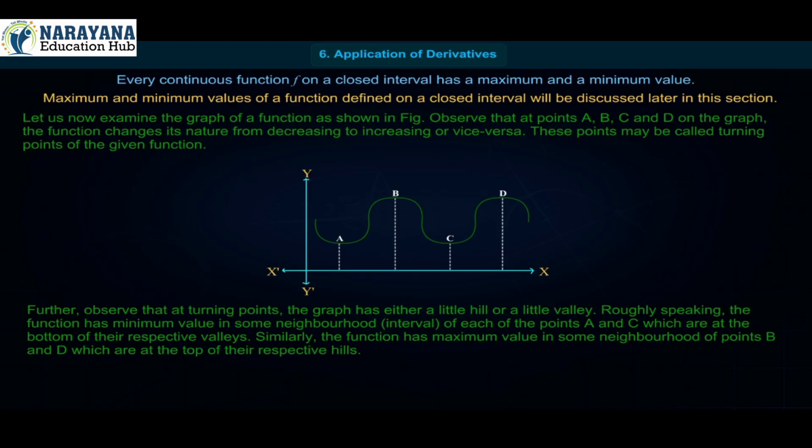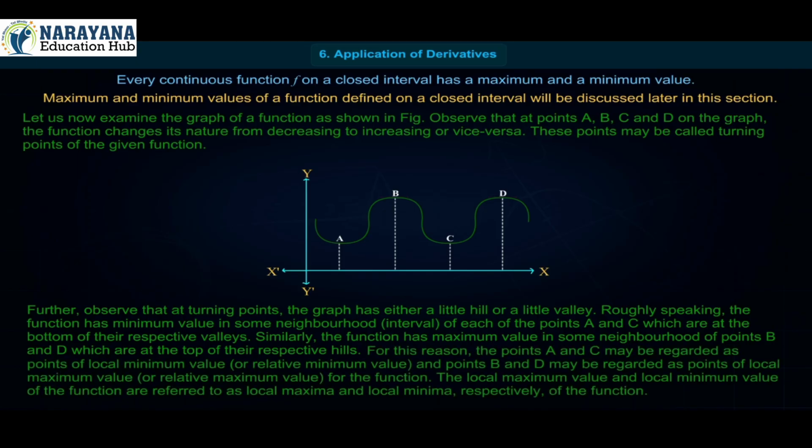Roughly speaking, the function has minimum value in some neighborhood interval of each of the points A and C, which are at the bottom of their respective valleys. Similarly, the function has maximum value in some neighborhood of points B and D, which are at the top of their respective hills. For this reason, the points A and C may be regarded as points of local minimum value or relative minimum value, and points B and D may be regarded as points of local maximum value or relative maximum value for the function.